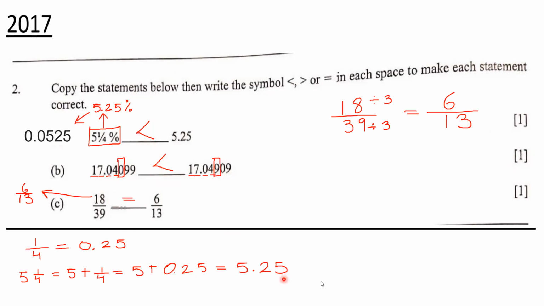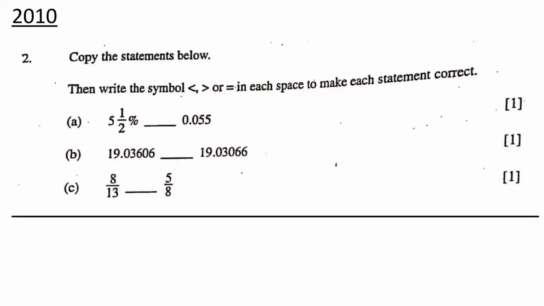All right, so the next question says, 5.5%, is it greater than, less than, or equal to 0.055? And we have 19.03606. Is that greater than, less than, or equal to 19.03066? And we have 8 over 13 and we have 5 over 8. How are we going to manage that?